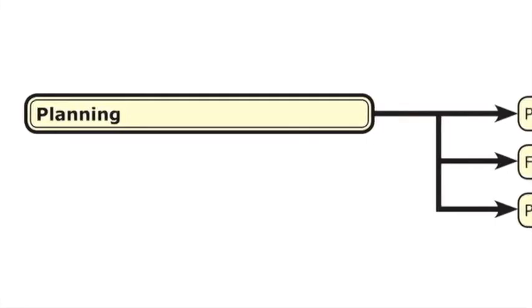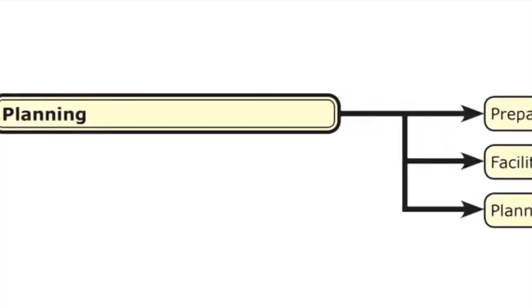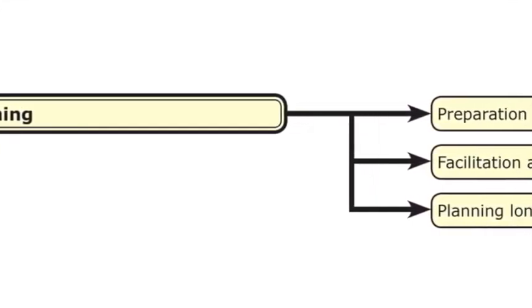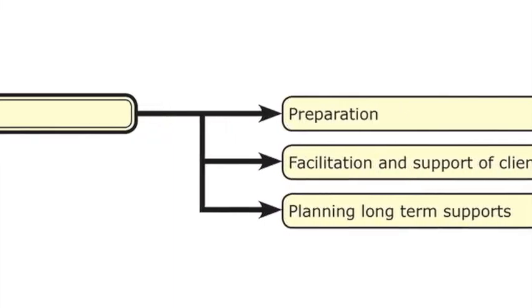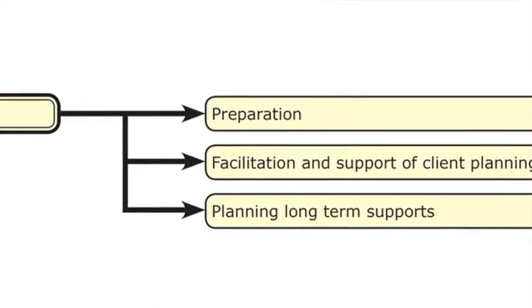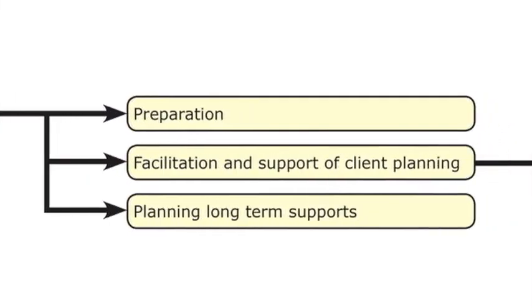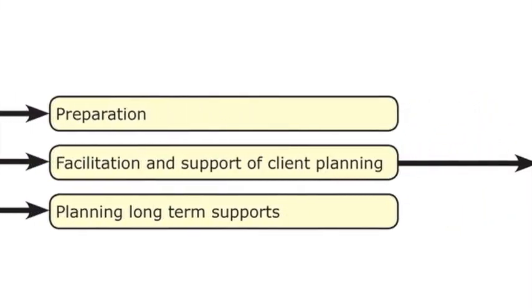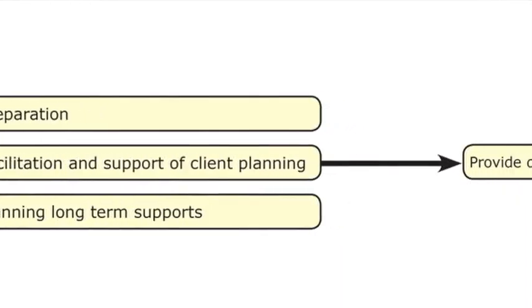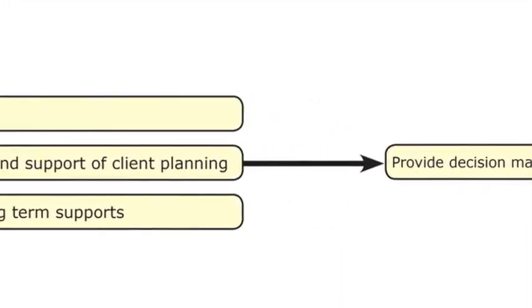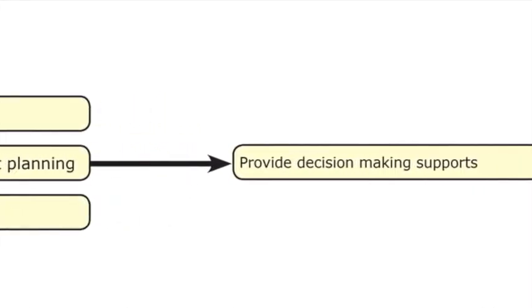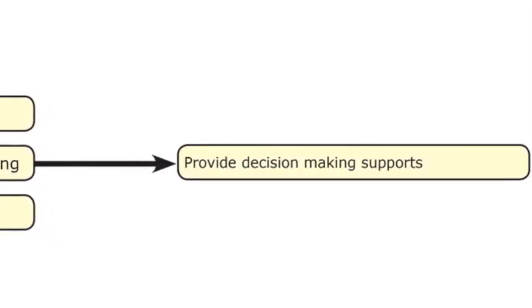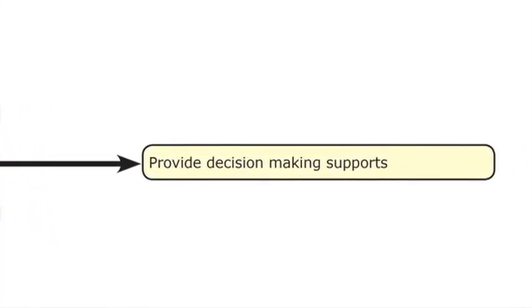Looking at planning, and you can refer to the glossary for the definition of planning, but we can see that the main action of planning also involves the children actions of preparation, facilitation and support of client planning, and planning long-term supports. As part of that, the related action of provide decision-making supports, it's a related action in the right-hand column because not every client needs decision-making supports. Some do. So it's linked to planning, but is not core activity of a case manager.